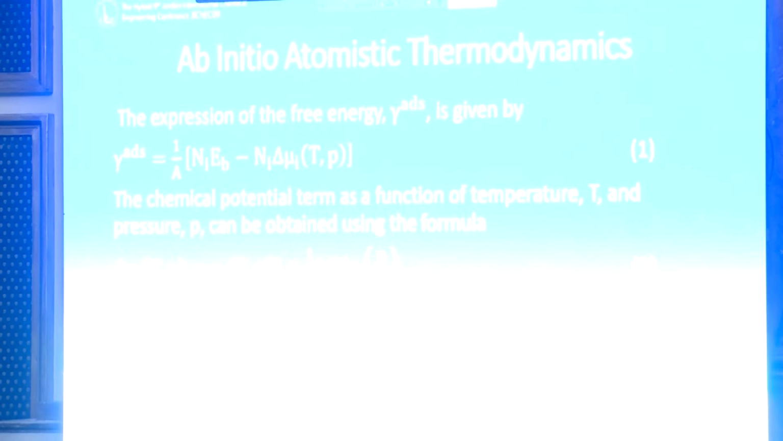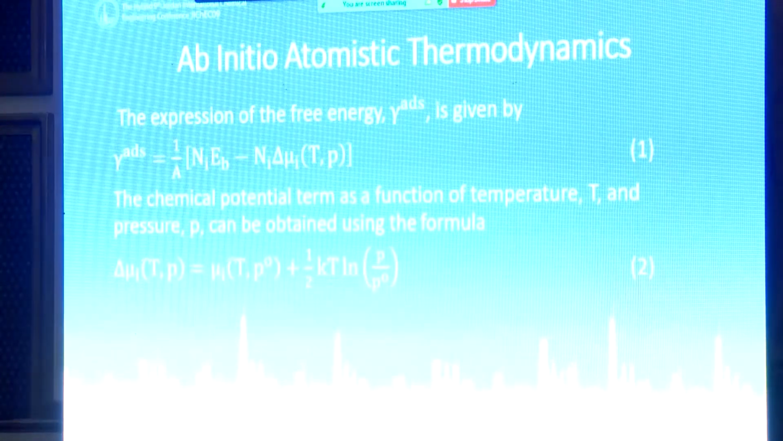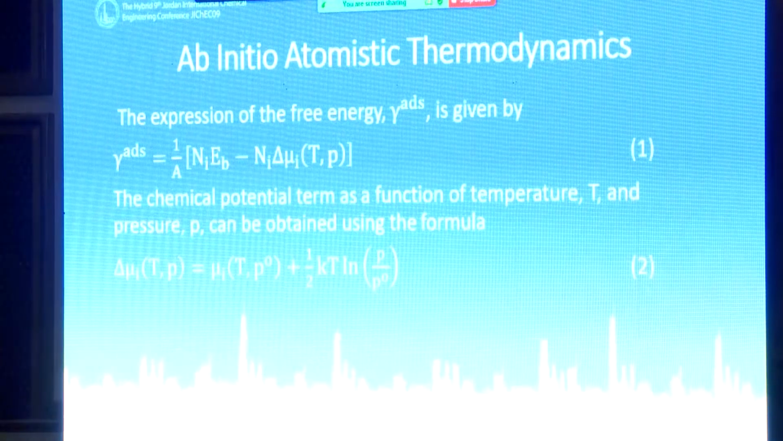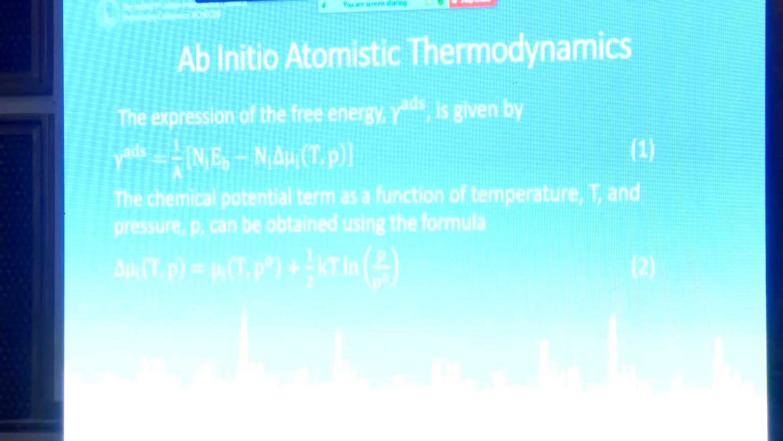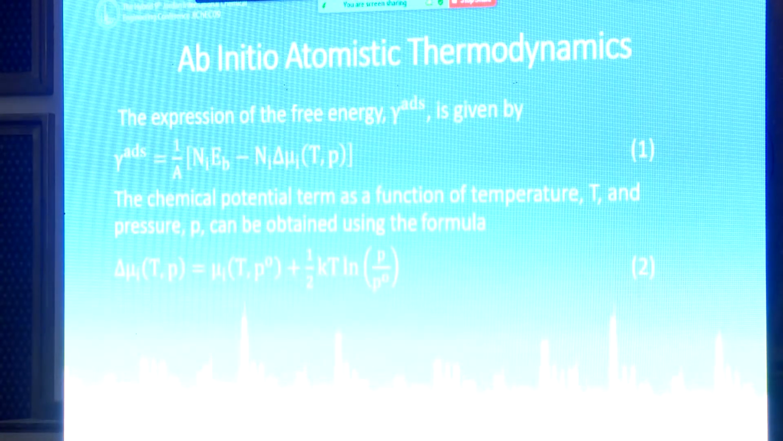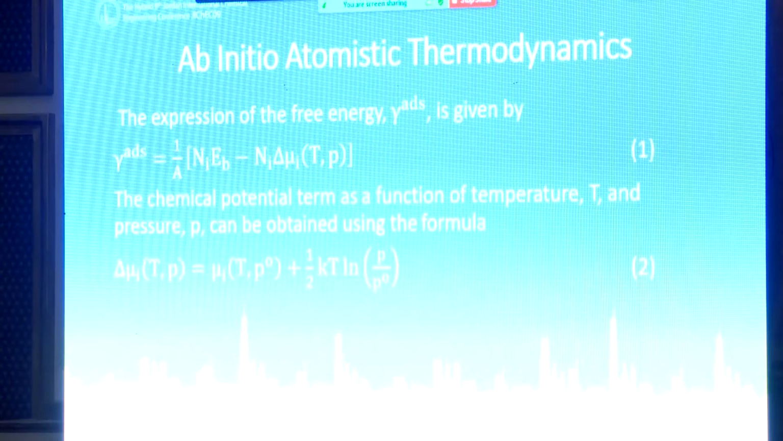The theory behind this investigation is well known as ab initio atomistic thermodynamics, and the aim of this technique is to bridge the gap between density functional theory calculations, which are carried out at 0 Kelvin temperature and 0 atmospheric pressure, and the real temperature and pressure of the systems.